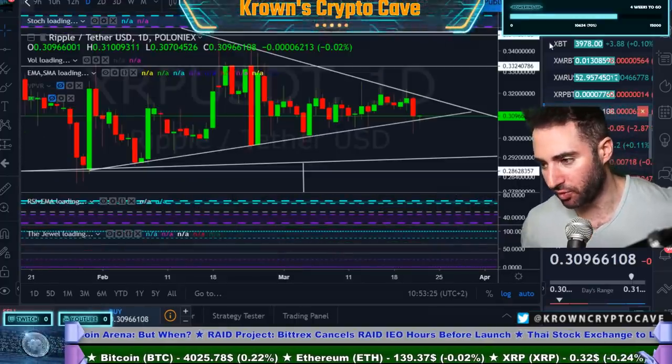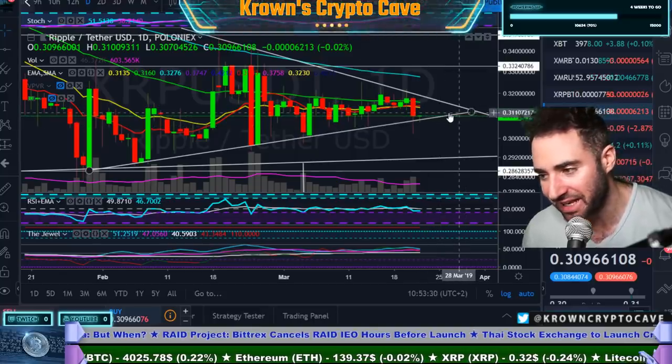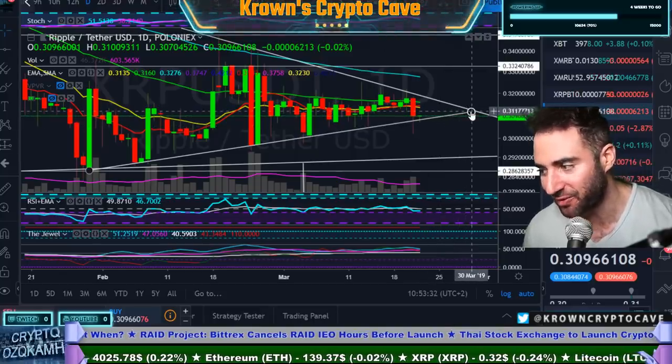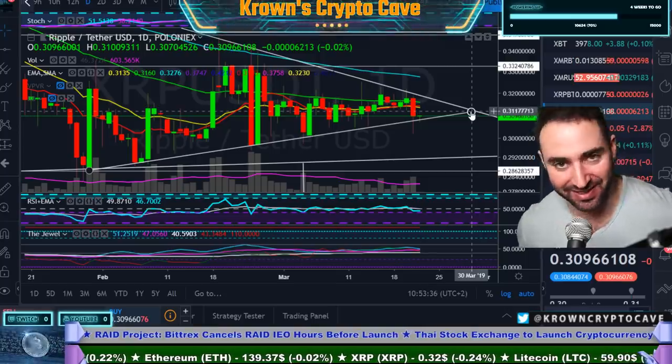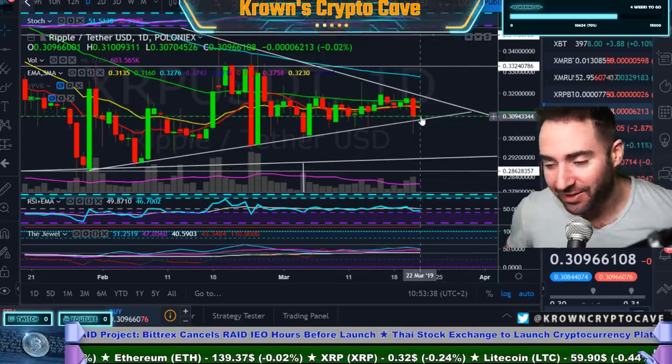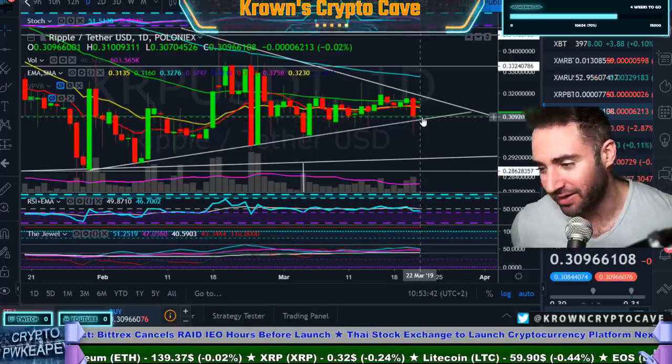Let's go over Ripple Cash. And Ripple has not been freed just yet. It just keeps on inching its way closer and closer to the apex of this triangle. Oh my God. This one just does not want to let it go. It's like Elsa of Frozen. Let it go. Let it go. You must break your supports. No, you don't have to do that.